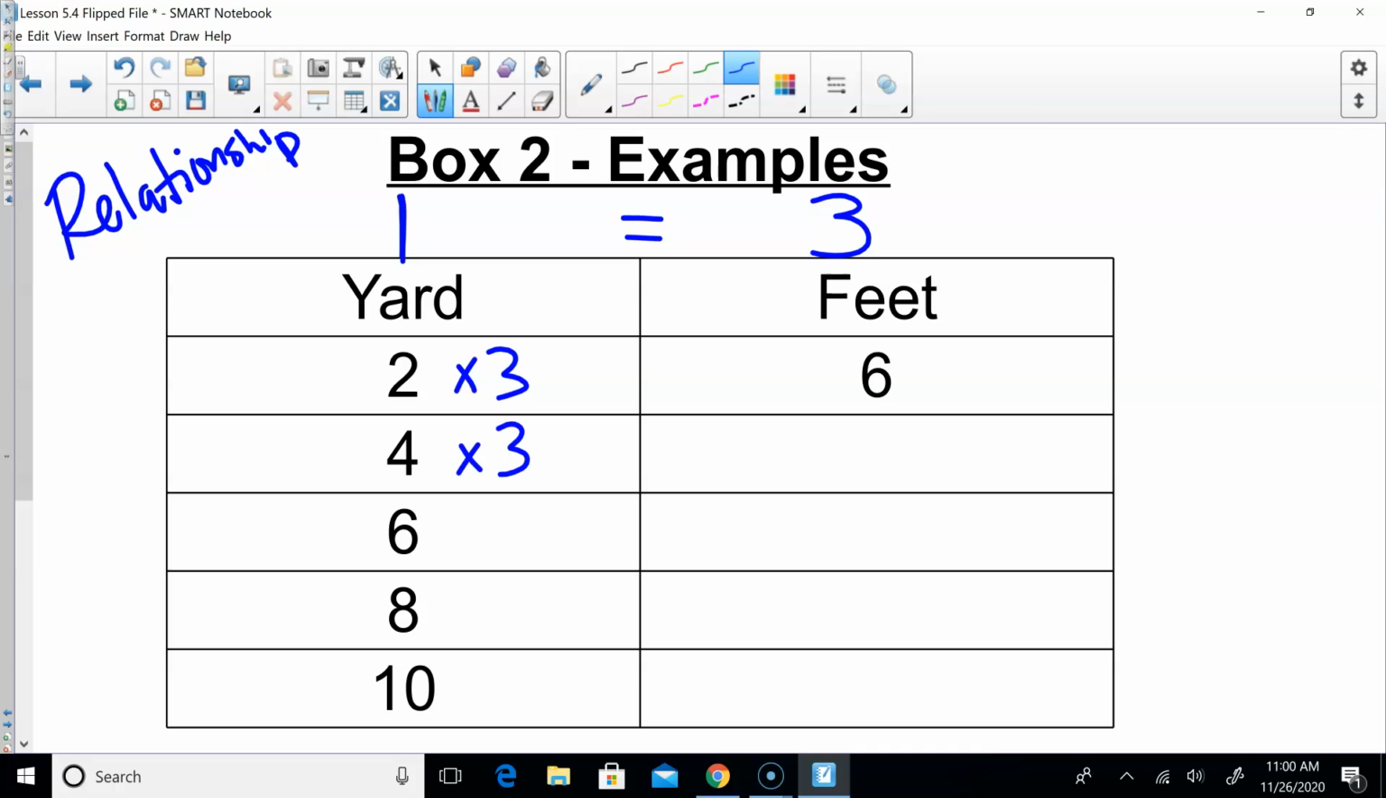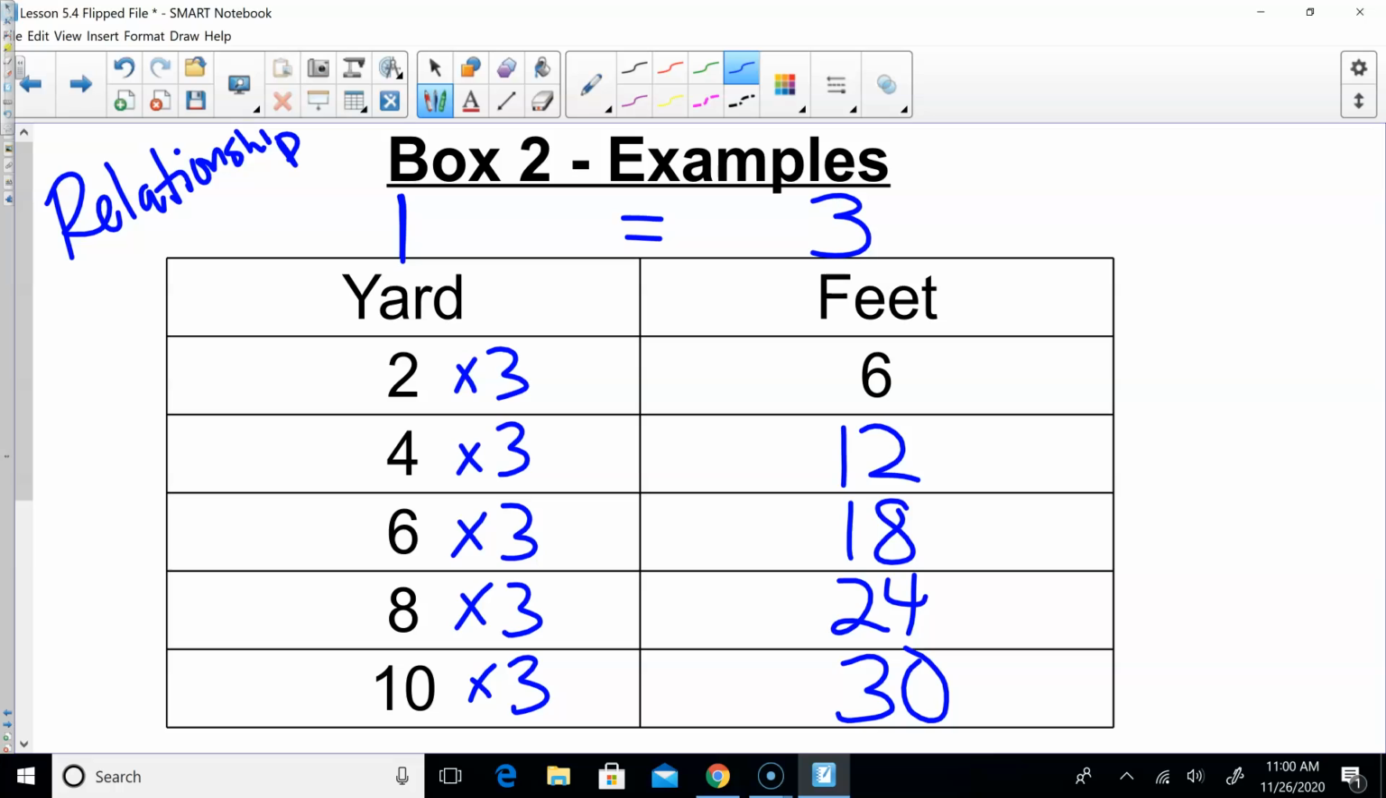So 4 times 3 is 12. 6 times 3 is 18. 8 times 3 is 24. And 10 times 3 is 30. So as I said before, you always want to find this relationship of 1 equals how many of a smaller unit, and then use that to multiply based on how many you have. So you can pause the video right now and write this chart down to help you out.